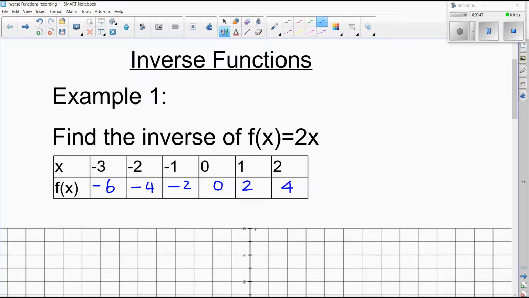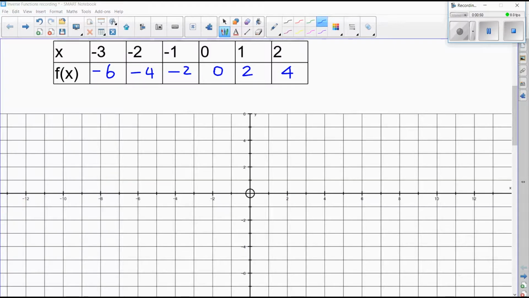Let's plot these points on the Cartesian plane. So we have a coordinate at negative 3, negative 6. We have another one at negative 2, negative 4. Our third point is negative 1, negative 2, then 0, 0. X is 1, y is 2, x is 2, y is 4. And the last point can be when x is 3, y is 6. Let's draw the graph. So this is the graph of f of x equals 2x.